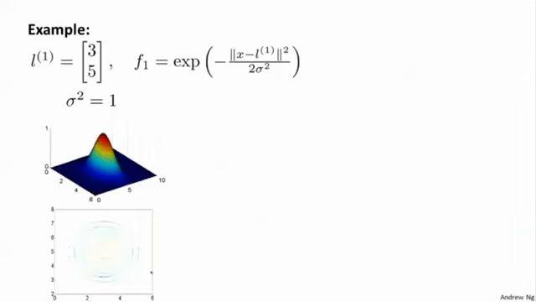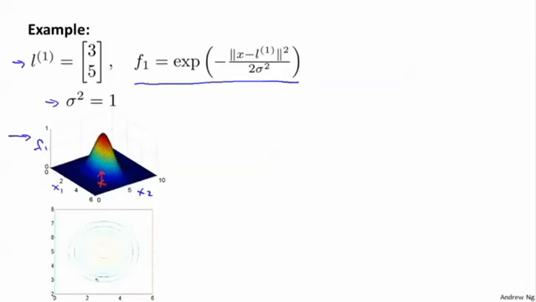For this example, let's say I have 2 features, x1 and x2, and let's say my first landmark L1 is at location (3, 5). And let's say I set sigma squared equals 1 for now. If I plot what this feature looks like, what I get is this figure. So the vertical axis, the height of the surface, is the value of f1, and down here on the horizontal axes are x1 and x2. Given a certain training example with certain values of x1 and x2, the height above the surface shows the corresponding value of f1.